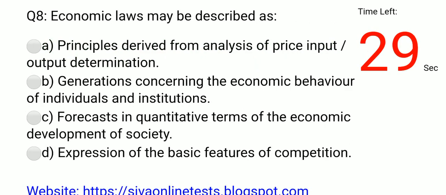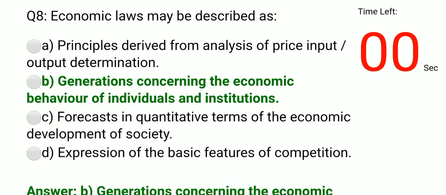Question 8. Economic laws may be described as. Options. A. Principles derived from analysis of price input-output determination. B. Generalizations concerning the economic behavior of individuals and institutions. C. Forecasts in quantitative terms of the economic development of society. D. Expression of the basic features of competition. Answer. B. Generalizations concerning the economic behavior of individuals and institutions.